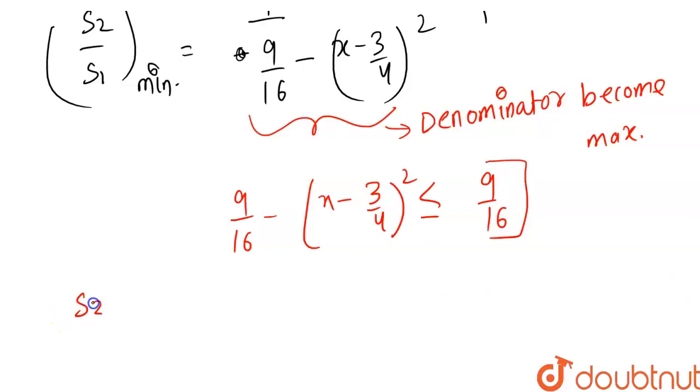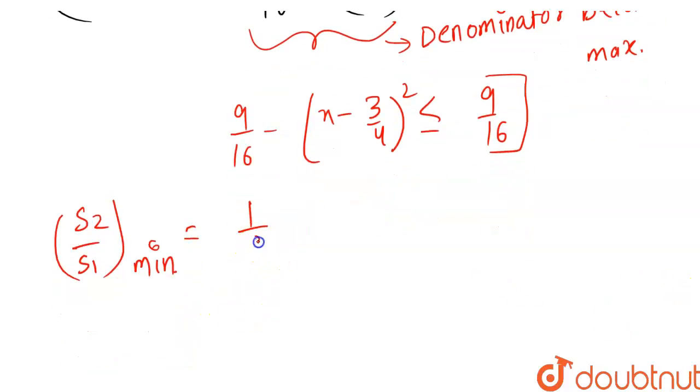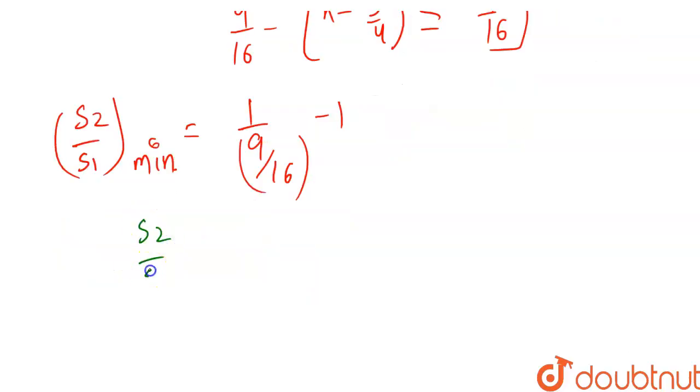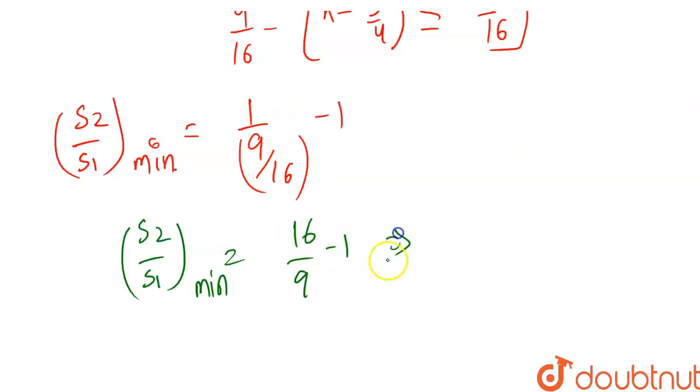So S2 upon S1 minimum becomes equal to 1 divided by, let's put here 9 upon 16 because this is the maximum, and minus 1. Now further our S2 upon S1 minimum becomes equal to, 16 will go in the numerator, so it is 16 by 9 minus 1. Now let's subtract, so it becomes equal to 7 upon 9.